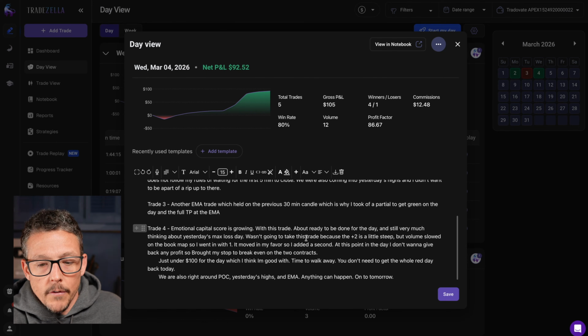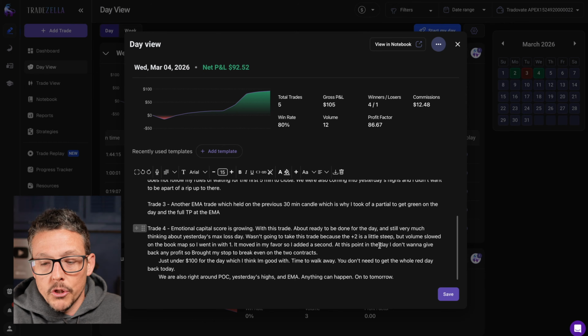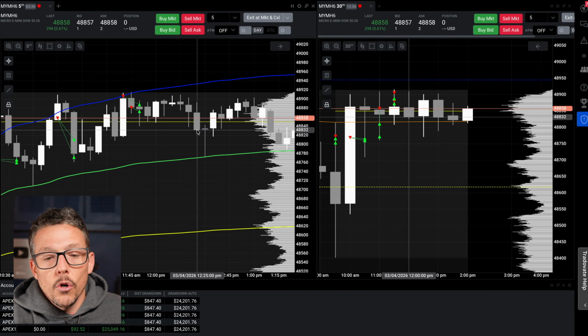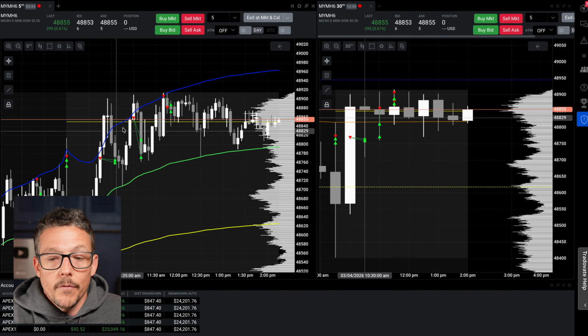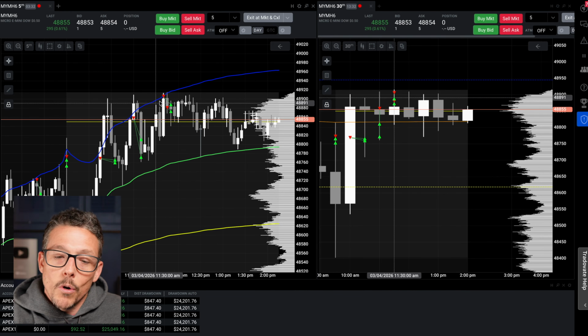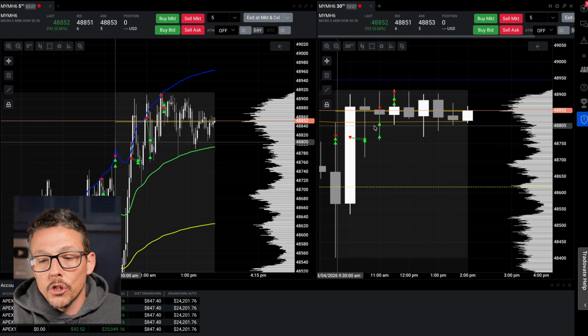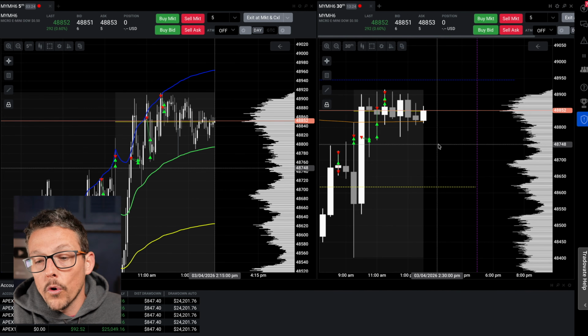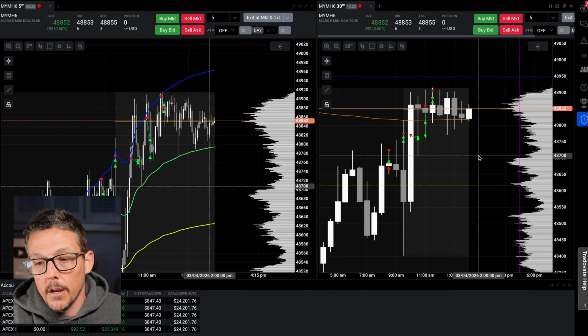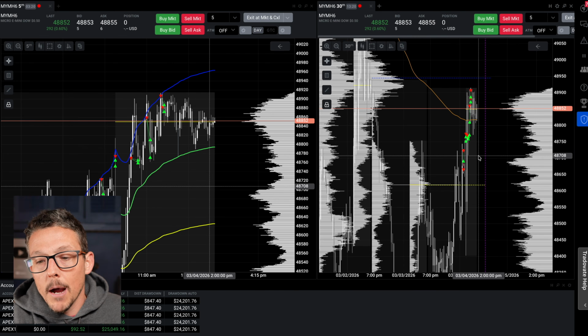There is emotions involved. I wasn't going to take this trade because the +2 was a little steep, okay? So that's also something I'm looking at, the steepness of this. We like them to be nice and flat. It was a little steep for my liking, but we had rejected a bunch of times here. And just looking at the bigger time frame, we had a 4 top at that point. And I'm just thinking to myself, all right, I'm ready for this to be done.